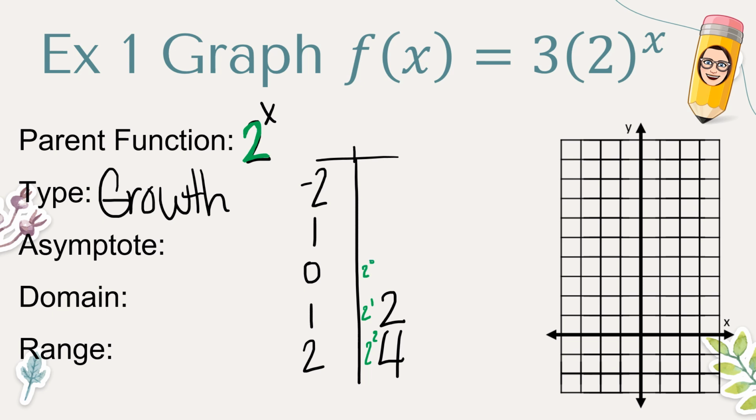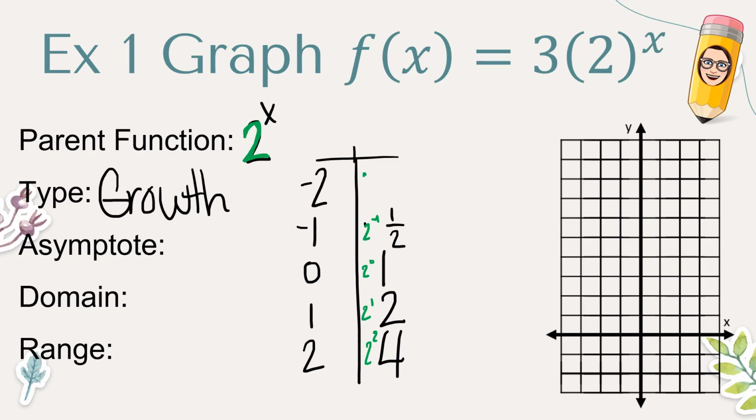Wait, what's anything to the 0 power? 1. So every parent table will have 0 to the first. You can rely on that because that is a true property. Oops, I forgot a negative there. What's 2 to the negative 1? Let's talk about that. We're dealing with a negative exponent, which moves the base to the other side of the fraction bar.